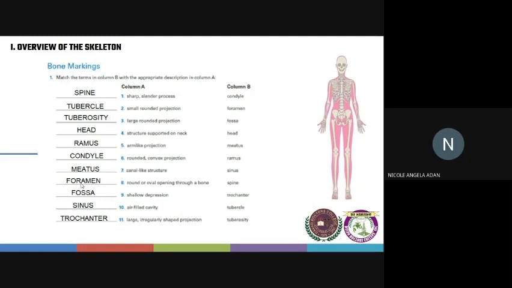And for number 11, large irregularly shaped projection, our answer is trochanter. A trochanter is a projection that is a site of muscle and ligament attachment.